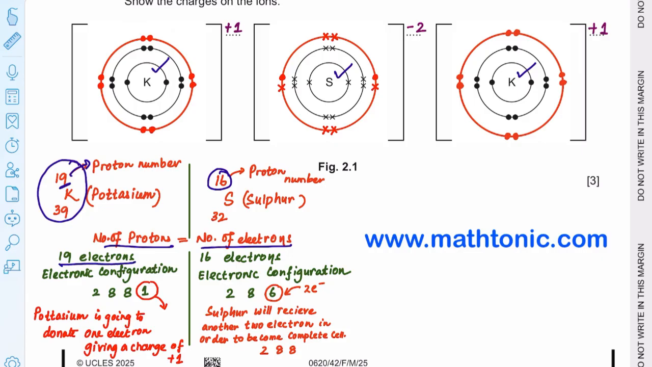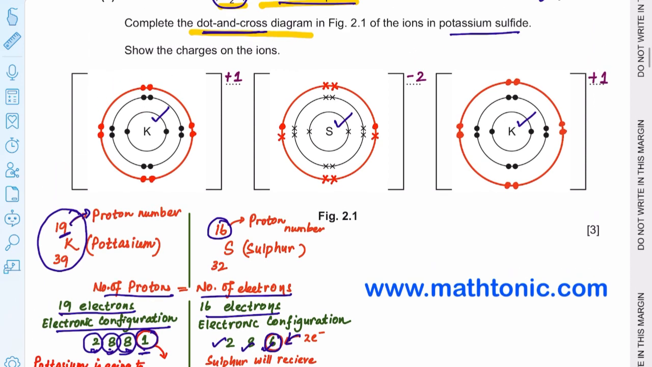If I configure the 19 electrons, the first shell contains 2 electrons, the second shell 8, the third shell 8, and finally 1: 2, 8, 8, 1. Similarly, the electronic configuration for 16 electrons will be 2, 8, 6 for sulfur. The excess 1 electron is to be donated by potassium to become more stable. The outermost shell of sulfur has 6 electrons, so it will receive 2 electrons more to become a complete shell.